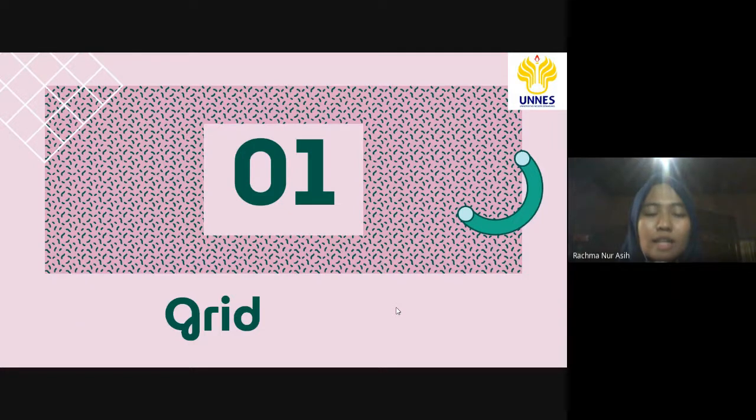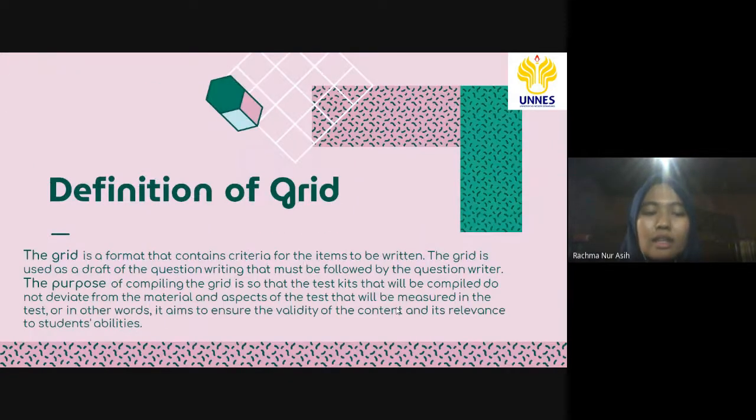The first content is grid. So what is grid? The grid is a format that contains criteria for the items to be written. The grid is used as a draft of the questions writing that must be followed by question writer. The purpose of compiling the grid is so that the test kits that will be compiled do not deviate from the materials and aspects of the test that will be measured in the test, or in other words, it aims to ensure the validity of the content and its relevance to student abilities.